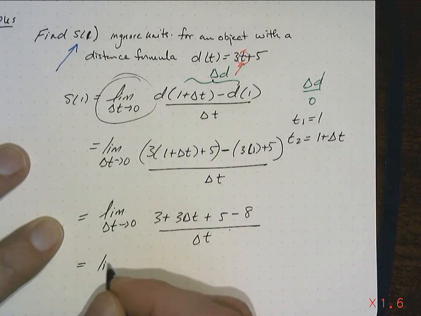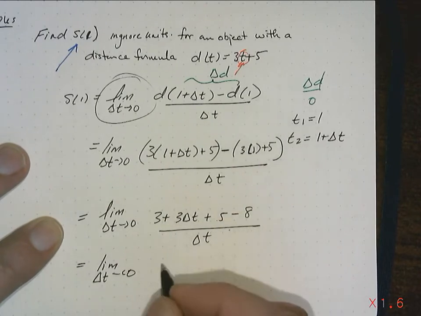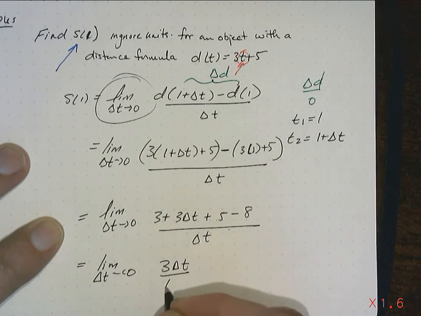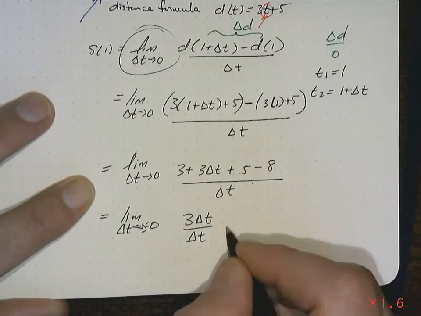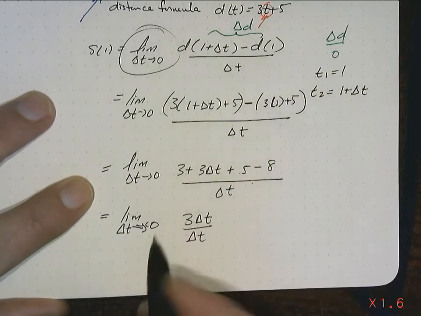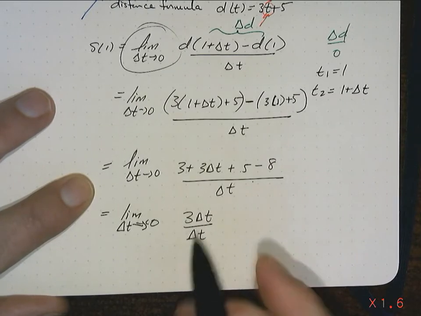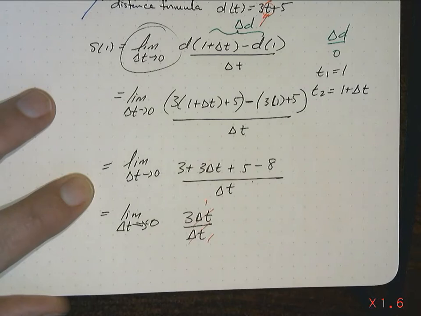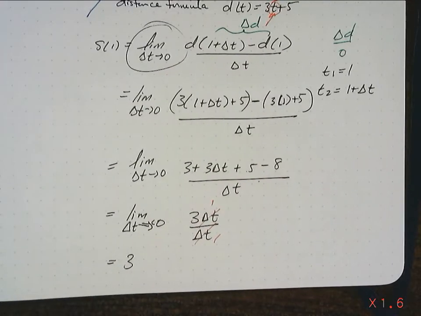So this is going to be the limit as delta t approaches 0 of 8 minus 8, so it's 3 delta t over delta t. Now if I take the limit right now, I'm going to get 0 over 0, aren't I? That's indeterminate. So we know better, right? We're going to reduce those, and we get an instantaneous rate of speed of 3.